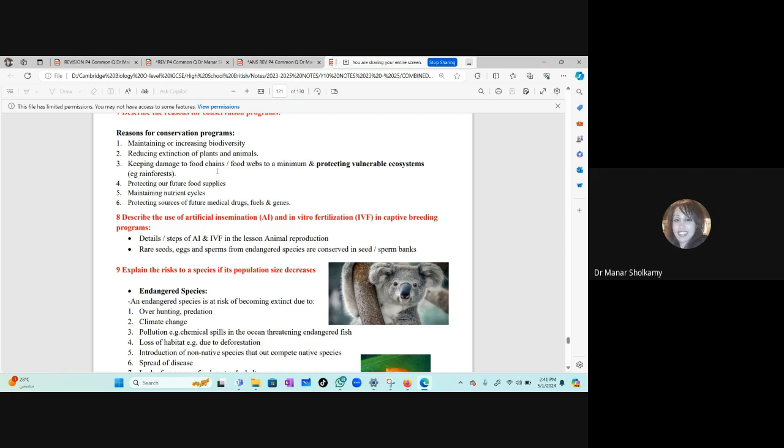So I protect my plant genes. So I protect my food supplies. And these plants can be used for medicine. So I protect my drug fuels and genes to protect vulnerable ecosystems. You have to memorize it.